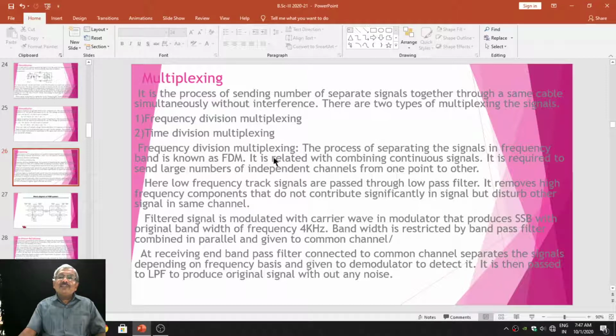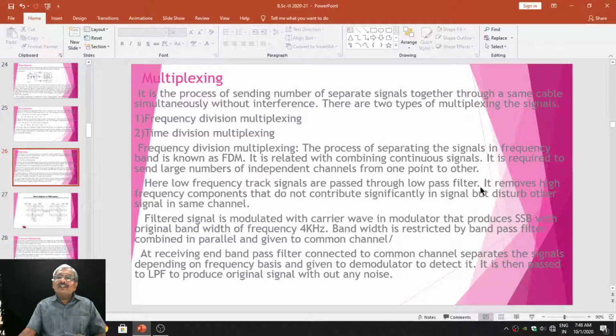Frequency division multiplexing is related to combining continuous signals. It is required to send a large number of independent channels from one point to the other. Means almost all different frequency channels are passed through the same frequency bandwidth. Here, low frequency signals are passed through the low pass filter.